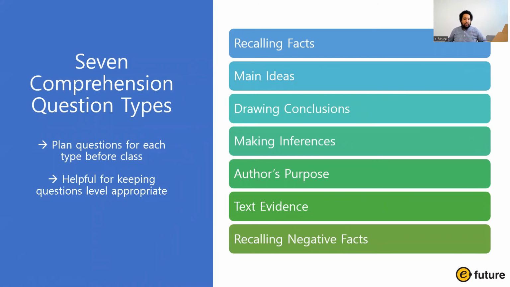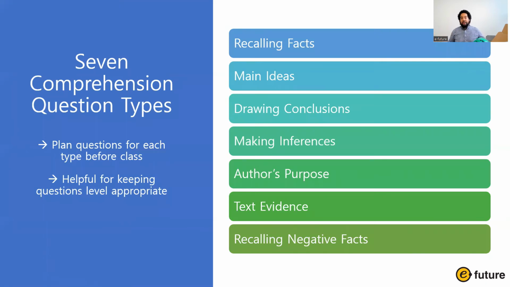And then make sure you keep your questions level appropriate as well. You can't ask too complicated of a question to a young learner. But the 7 types of questions are really, really helpful in identifying what you should ask. And I have a ball here, which I'll explain in just a moment. So the basic questions that we generally ask are called recalling facts. And this is just very, very simple plot-based questions.